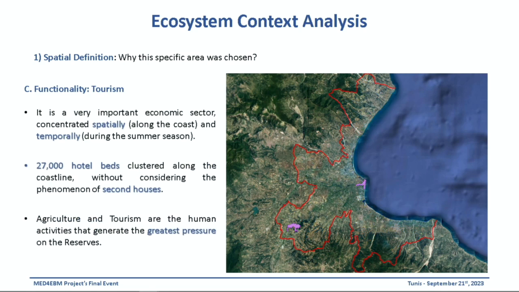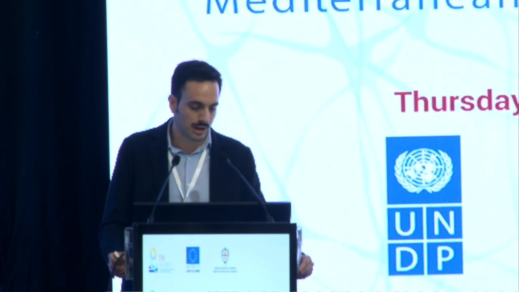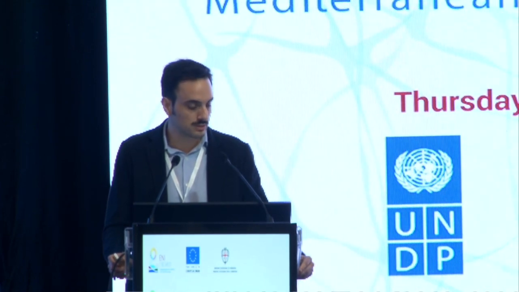We can say that where there isn't any agricultural area, we have tourist accommodation facilities. This is another very important economic sector. As you can see from the slide, it's concentrated mainly along the coast, and also we have a spatial and a temporal concentration during the summer season.